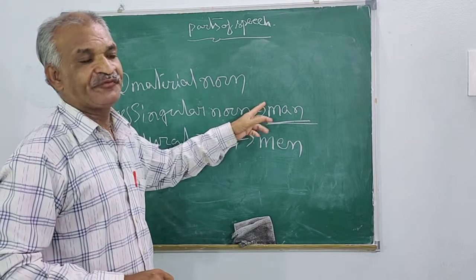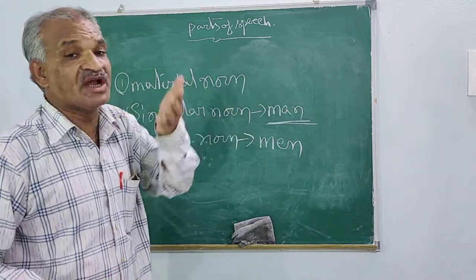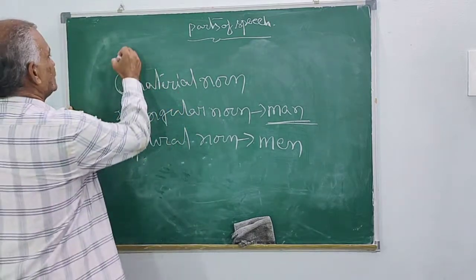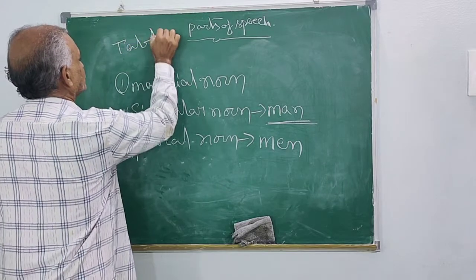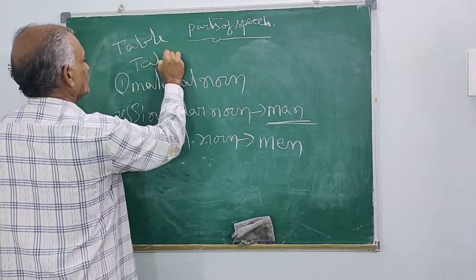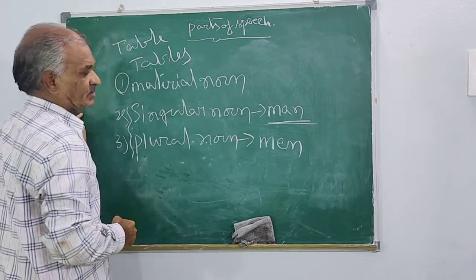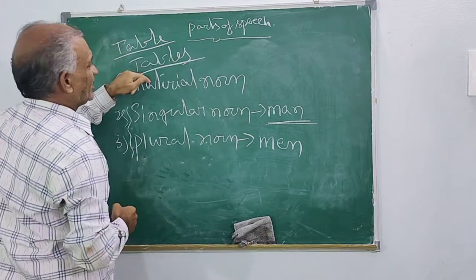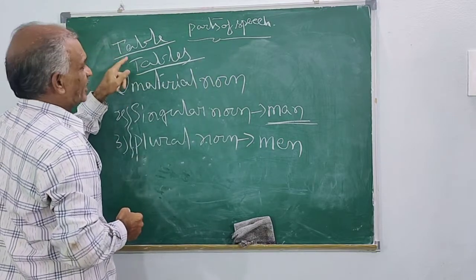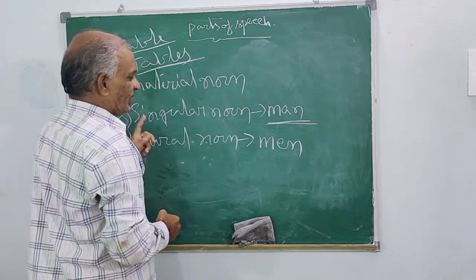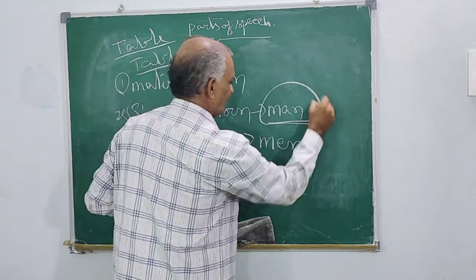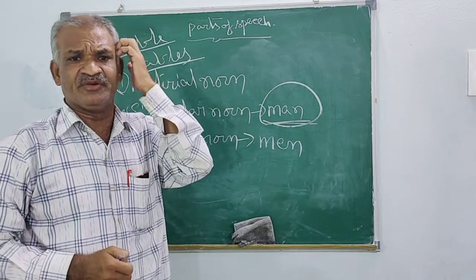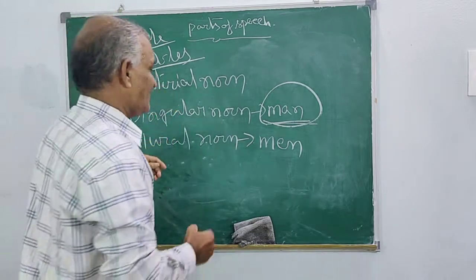Man is singular. If more men are there, then we should not say mans. We can say, suppose, table, tables, because table is singular, tables plural, because more than one table is there. But if it is one man, it is called a man. If it is more than one, maybe 2, maybe 20, maybe 200, maybe 2 lakhs, maybe 20 lakhs, that will be called men.